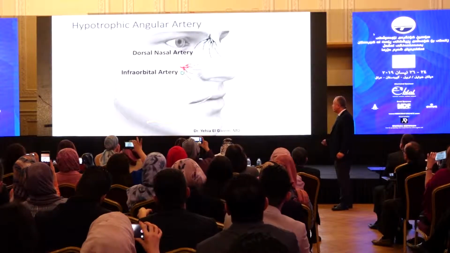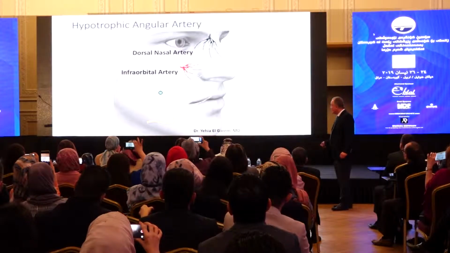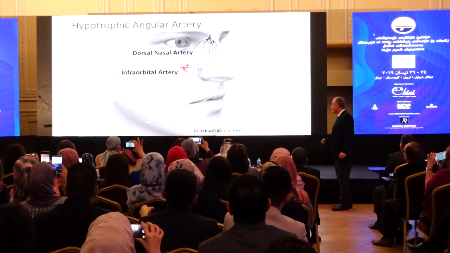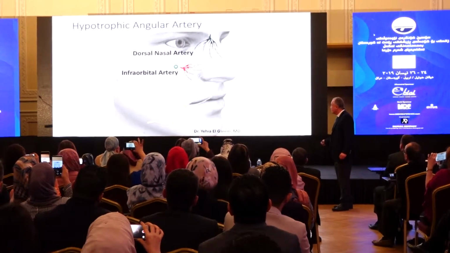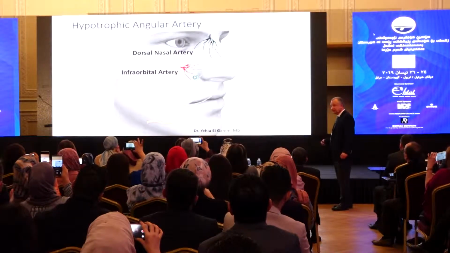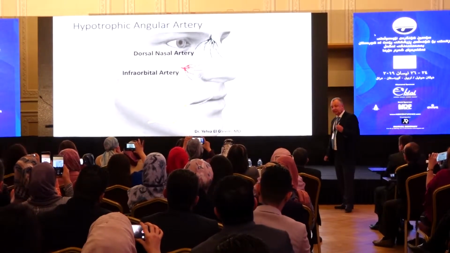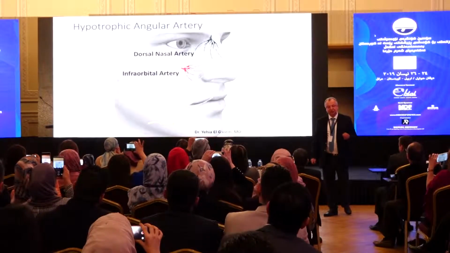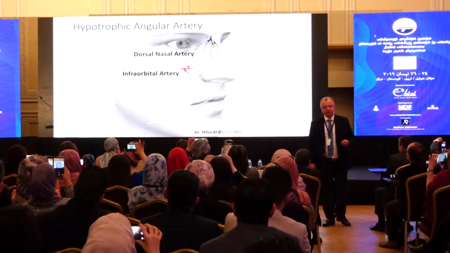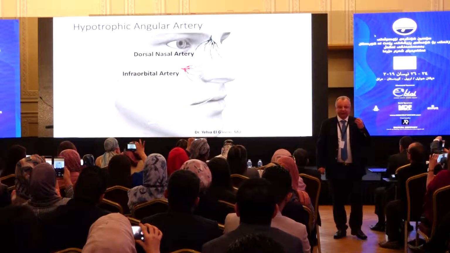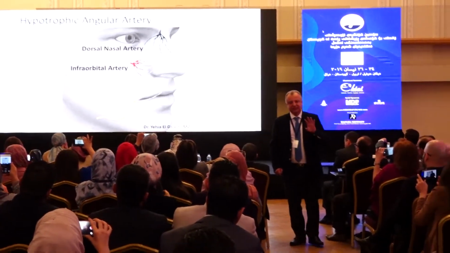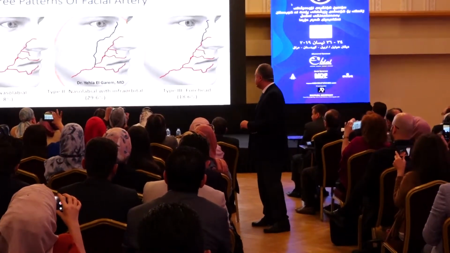It is supplied by the infraorbital artery. And in the upper part, also on the medial side of the cheek, we have the dorsal nasal artery. If you inject into this artery, we will have major vascular problems. So it will always be, again and again, about the depth and level of injection.